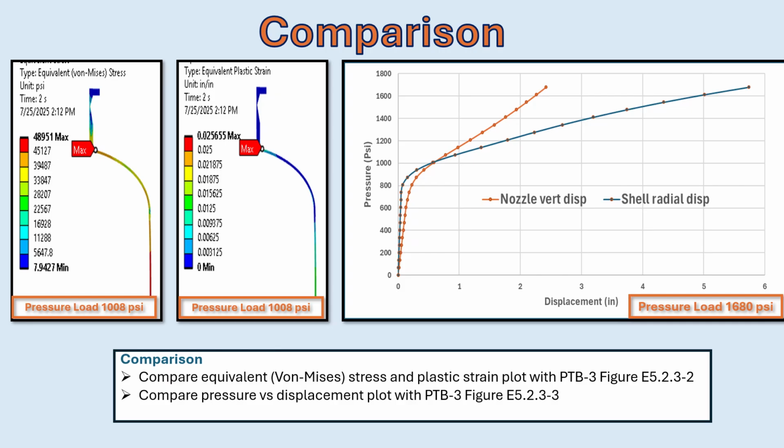The von Mises stress plot shows high stress near the junction, while the plastic strain plot confirms redistribution of strain. The pressure displacement curve remains stable up to 2.4 times, about 1000 psig. This plot is for a pressure load of 1680 psig to match with the PTB example. However, the main objective is to show the plot is stable at 1008 psig. Here nozzle vertical displacement corresponds to the top forging, and shell radial displacement corresponds to the maximum radial expansion of the shell.